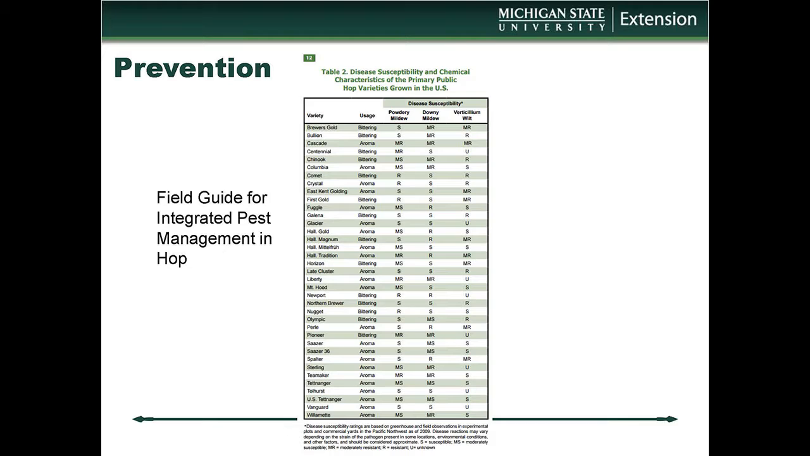So I definitely see Centennial as being very susceptible to downy mildew. We see a lot of downy on that. And those that are listed as more resistant or moderately resistant tend to do better in Michigan yards as well. So you may find that to be true here as well.